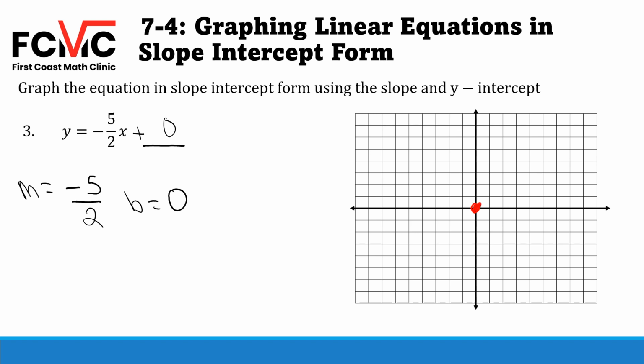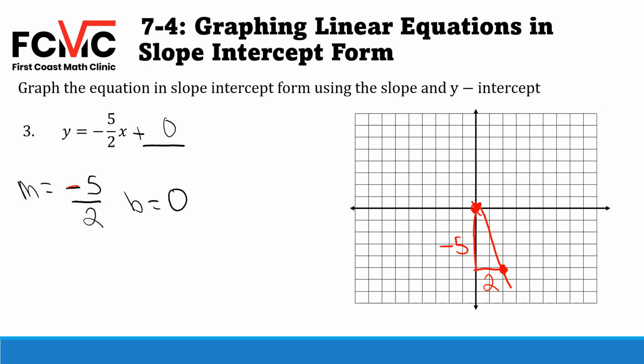Now our change in y, our vertical change, is negative 5, because we're going to attach that negative sign to our numerator. So we're going to go down 5: 1, 2, 3, 4, 5. Horizontal change is positive 2. We're going to go right 2: 1, 2. So our slope is negative, so our line is going to decrease. So we'll put our second point there. Should have put that first.